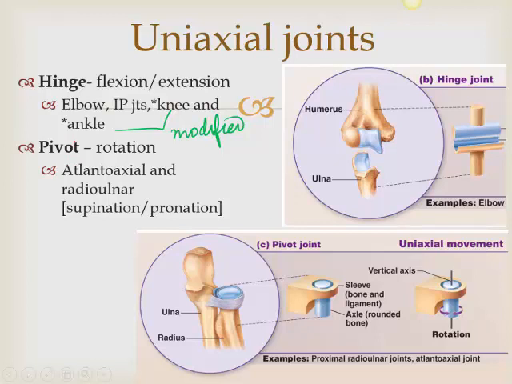The second type of a uniaxial joint is called a pivot joint. The word pivot means to rotate. So this allows rotation, and we all know that rotation is along a vertical axis.